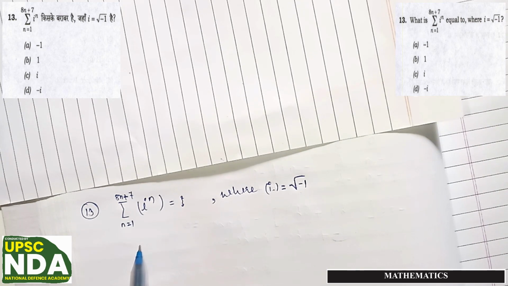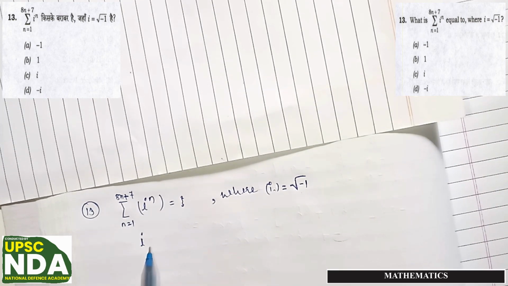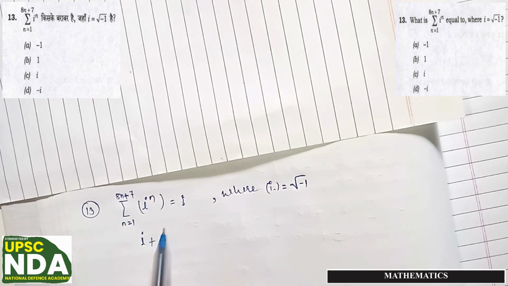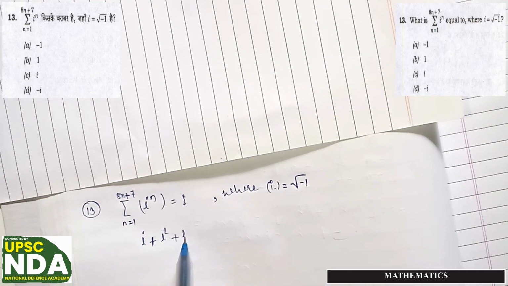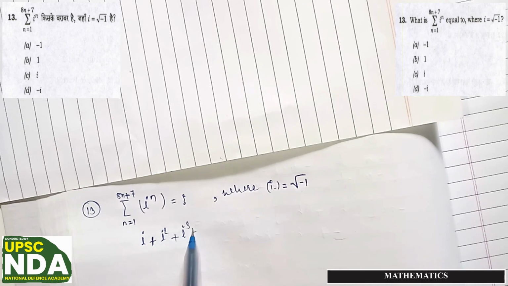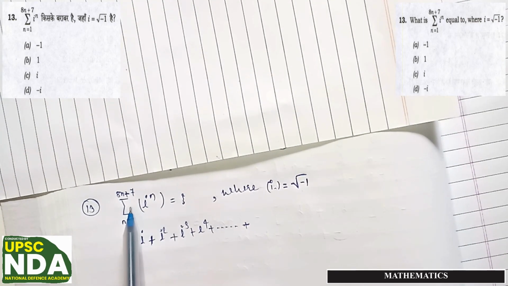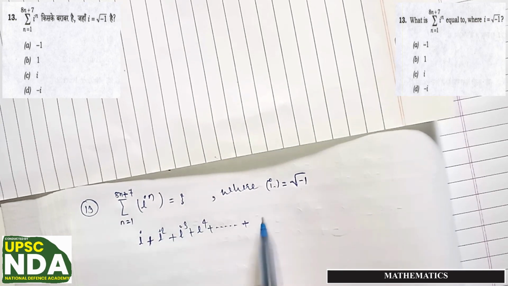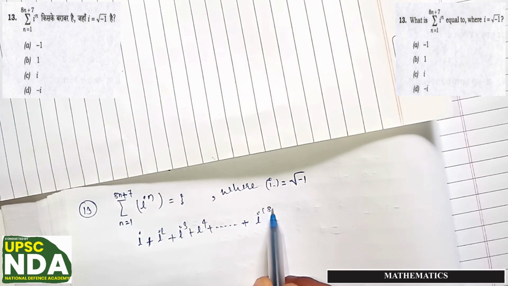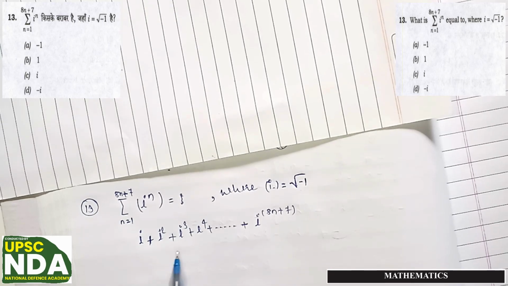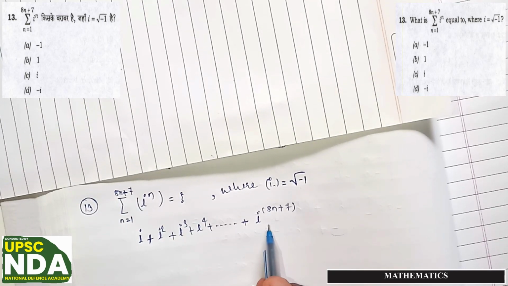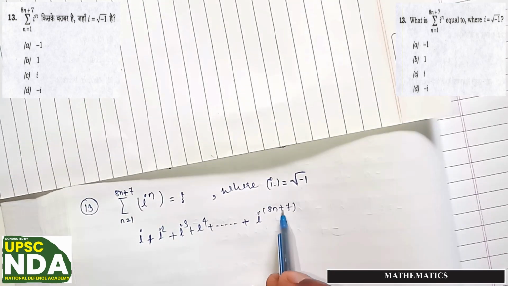Put n equal to 1, then i raised to 1 remains only i, plus n equal to 2 gives i square. Summation means we have to add all these terms, plus i cube plus i raised to 4, and the last term is i raised to 8n plus 7. This is the nth term of our series.